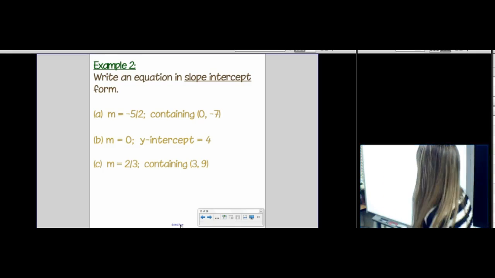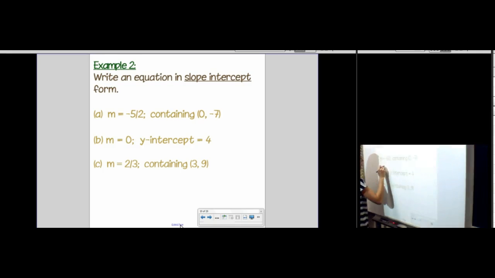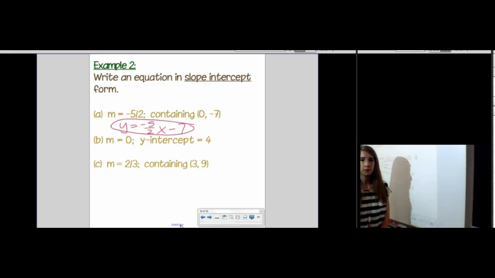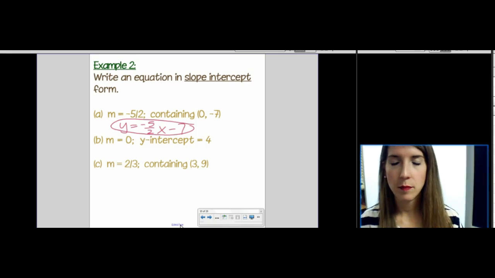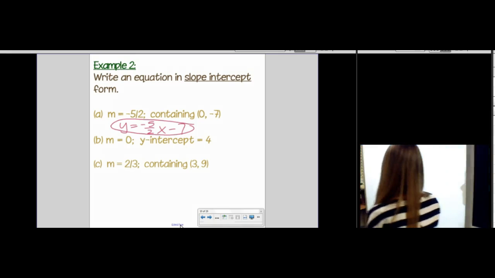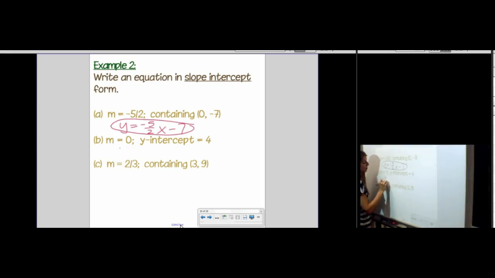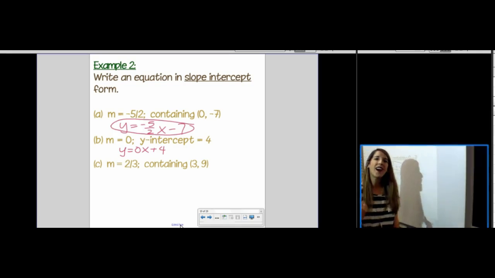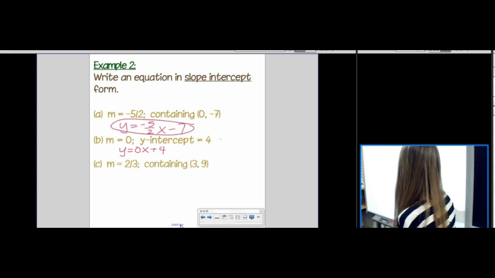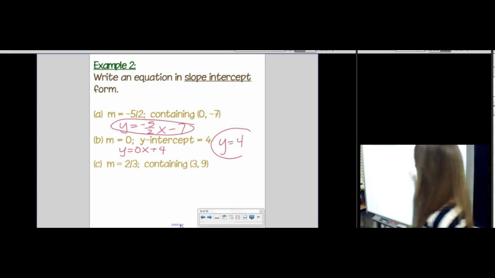Okay? So let's write it. Super easy. y equals mx plus b. So that's pretty much as easy as it gets. All right, what about that second one? The slope is 0 and the y-intercept is 4. So you might start off by doing this. y equals mx plus b. But then you're like, oh, well, 0 times x is just 0. I don't need to write 0. So this one is y equals 4.